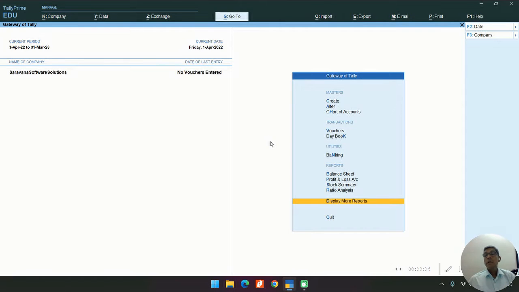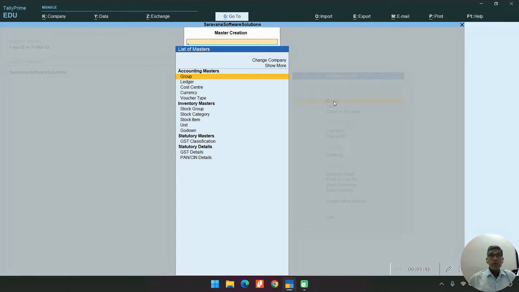Let us get into the first one, create. Once you click the create option under the masters heading from Gateway of Tally, this is the window which is going to appear. From this you will come to know there are four headings. One is accounting masters, the second is inventory masters, the third is statutory masters, and the last is statutory details.